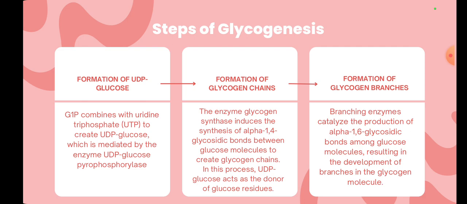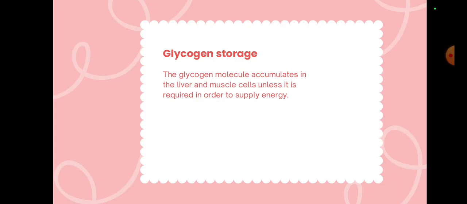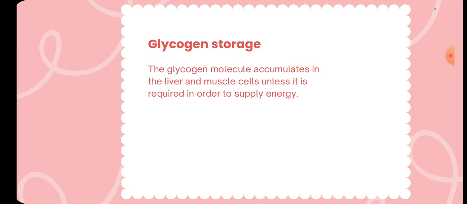In the last step, the branching enzymes catalyze the production of alpha 1,6 glycosidic bonds among glucose molecules, resulting in the development of branches in the glycogen molecule. In the end, the glycogen molecules accumulate in the liver and muscle cells until it is required by the body in order to supply energy.